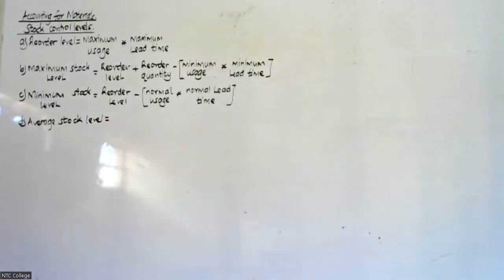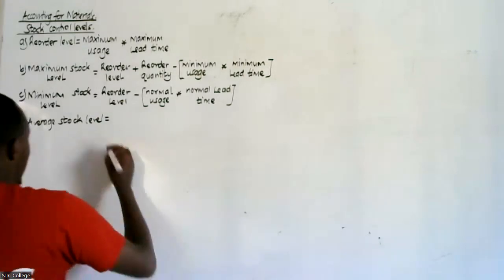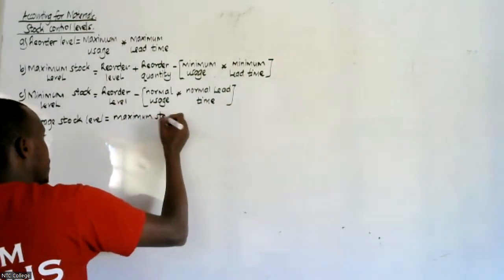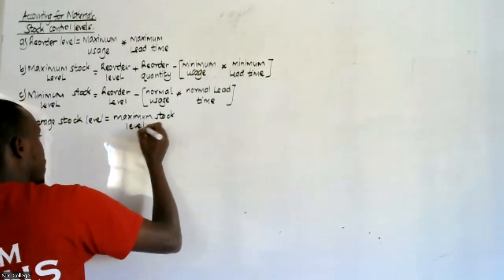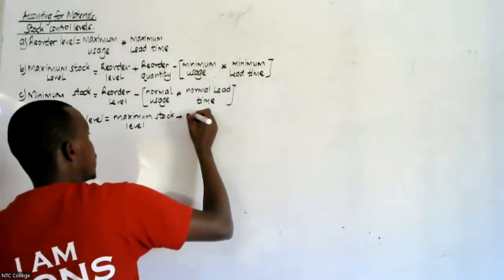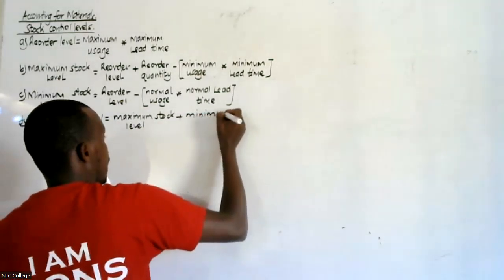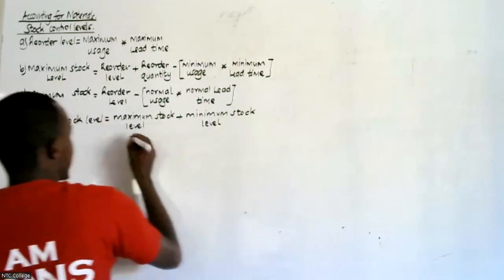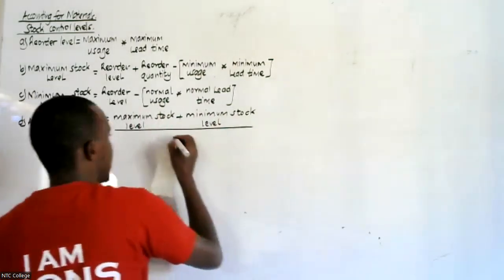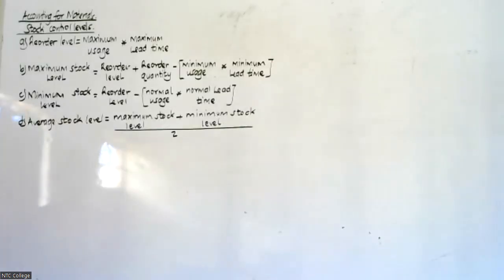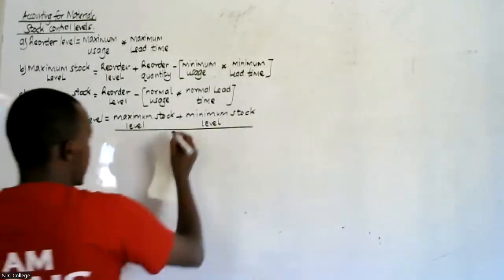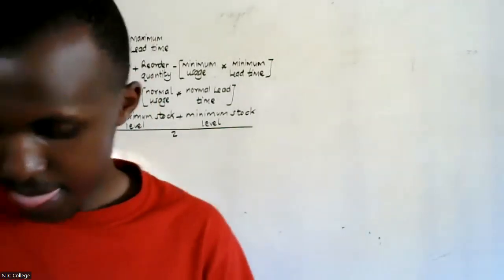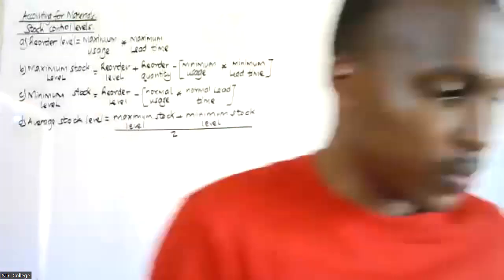Which simply is the average of the maximum and minimum stock level. You add the maximum and the minimum, and you divide that by 2. So I think we can have a question.